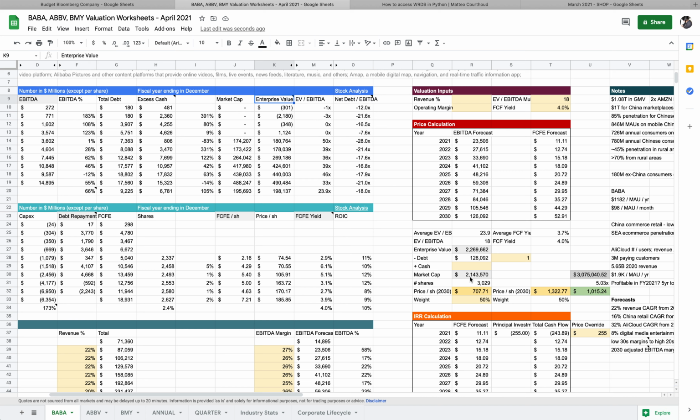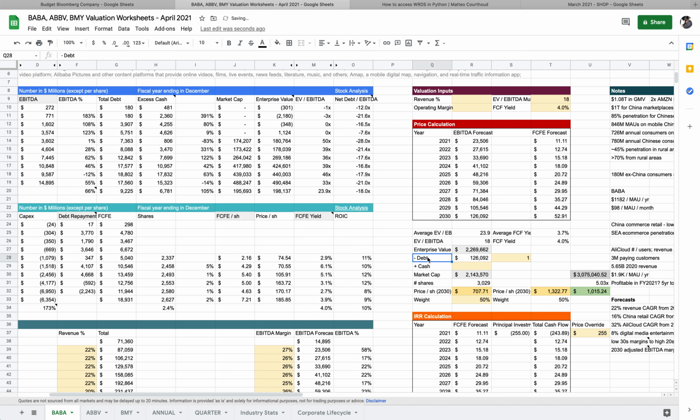Minus debt. Anyway, is this correct? Minus debt plus cash. I feel like I just tweaked this and I thought this was right, and now this looks slightly off. Is it right? Market cap plus debt minus excess cash. Yeah, so that is the formula. So yeah, okay, this is correct.